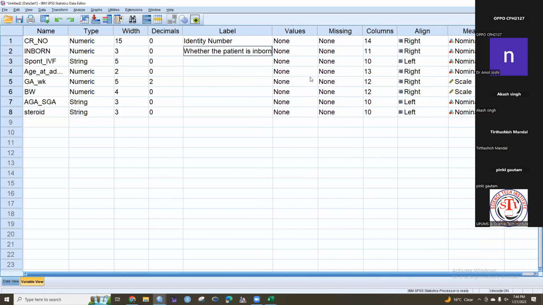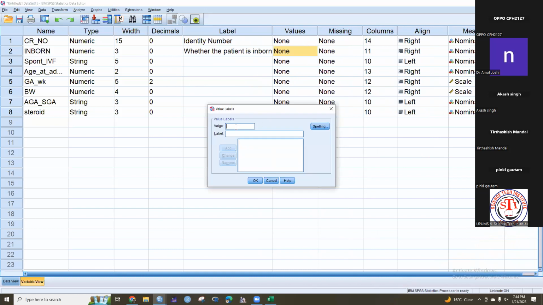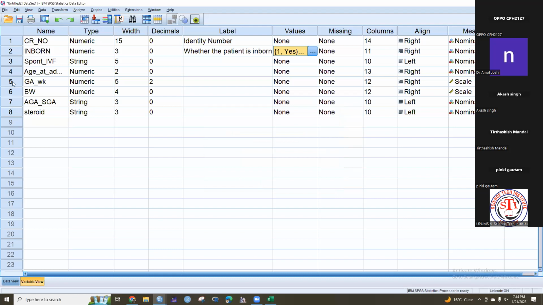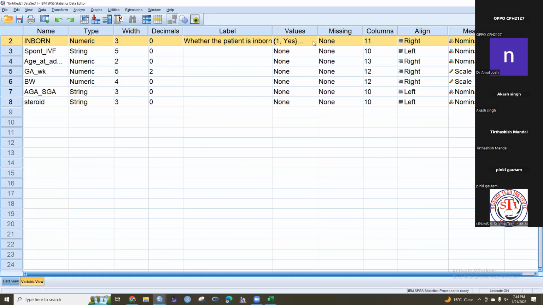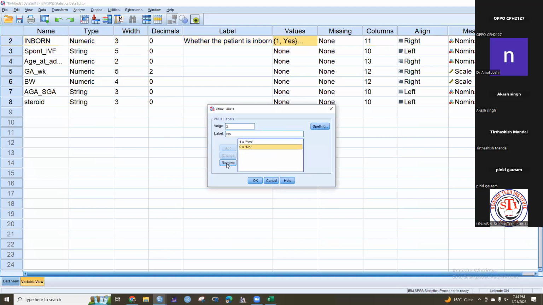Then just click on values. For 1, you should write yes and add, and for 2, you should write no. So these are the values of your numeric variable. Oh, I made one mistake: instead of 2, I should remove it and write 0 and write no. For 0, we have no, add, okay.